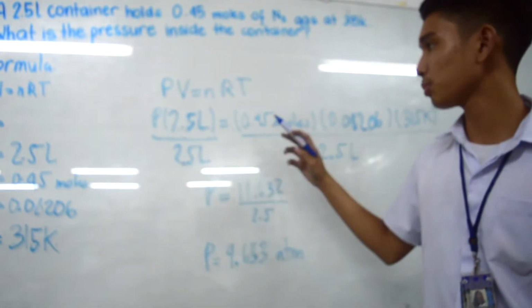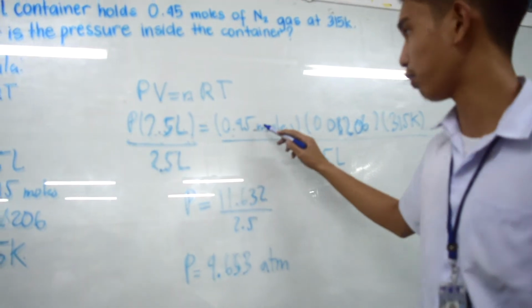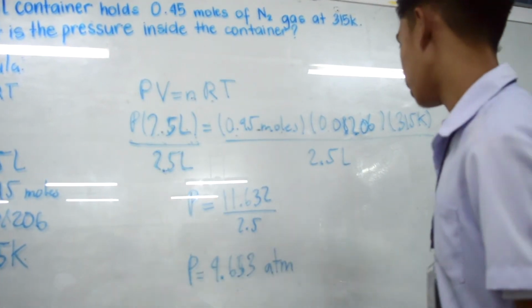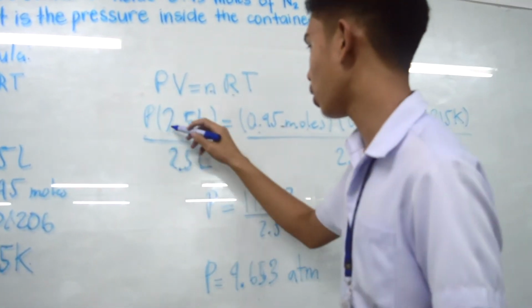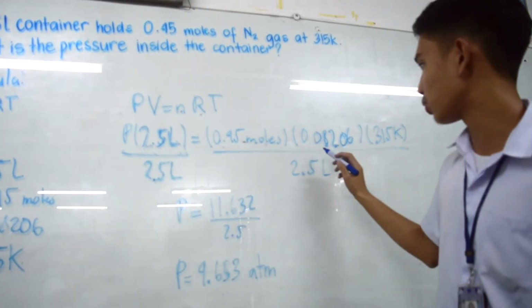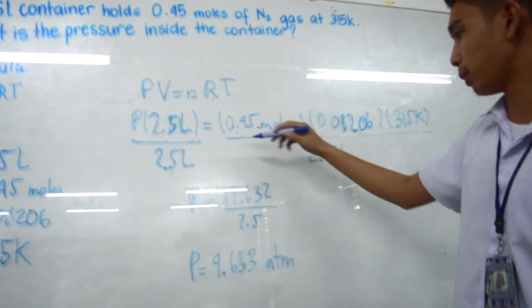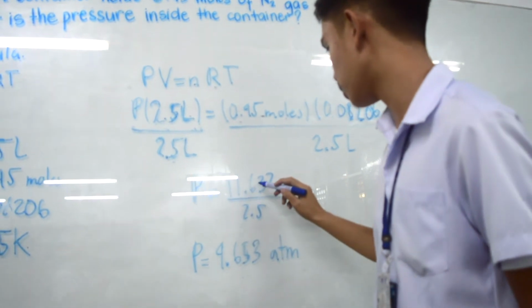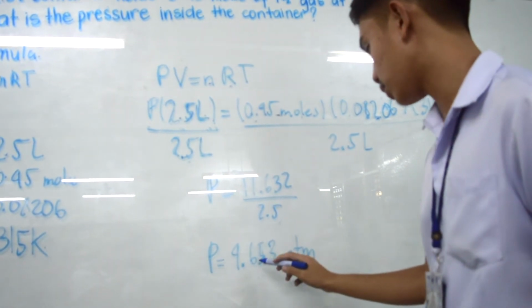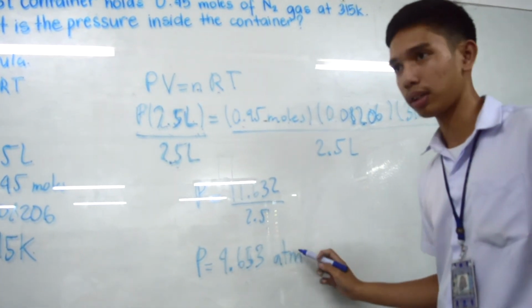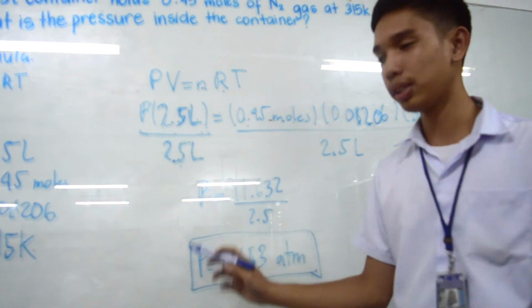The third step is we will substitute the given information. So V is equal to 2.5 liters, n is 0.45 moles, R is 0.08206, and T, which is temperature, is 315 Kelvin. The fourth step is we must simplify the given formula. So we must divide by 2.5 liters on both sides to get P. Then we need to simplify this. So P is equal to 11.632 divided by 2.5. Then the final answer would be 4.653 atm, or atmospheres. So this is the final answer.